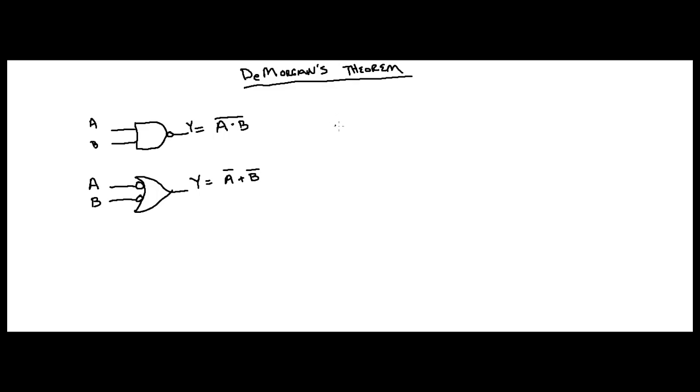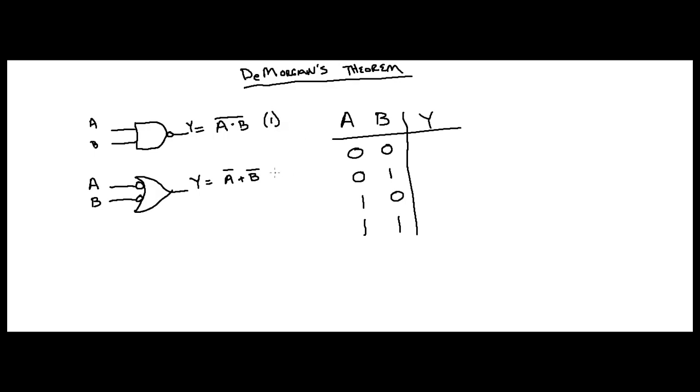Let's draw the truth table, shall we? Draw this line nice and straight for you. There we go. So the truth table is what? 0, 0, 1, 0, 0, 1, 1, 1. So I'm going to call this side right here, this gate, number 1. And this gate I'm just going to call number 2.